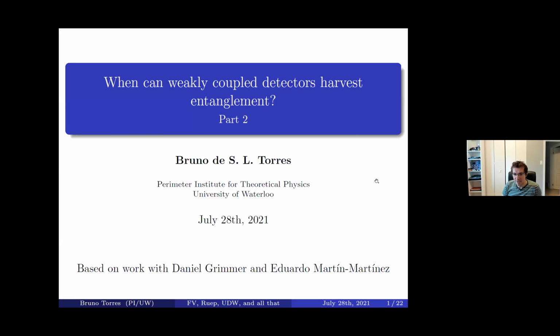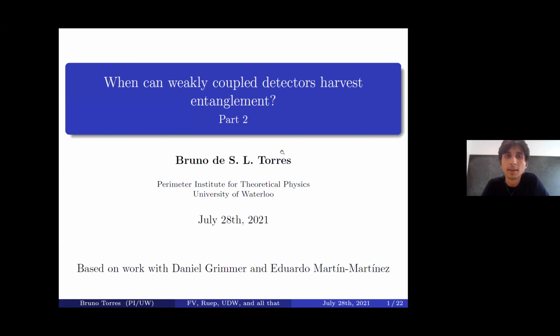Today we have the second part of Bruno's talk. When can weakly coupled detectors harvest entanglement? Bruno, floor is yours. Thank you, Ezra, for the introduction. As you may remember from last week, we started discussing this issue of entanglement harvesting with weakly coupled particle detectors, and a discussion that emerged in connection with the fewster-verch framework for measurements in quantum fields.